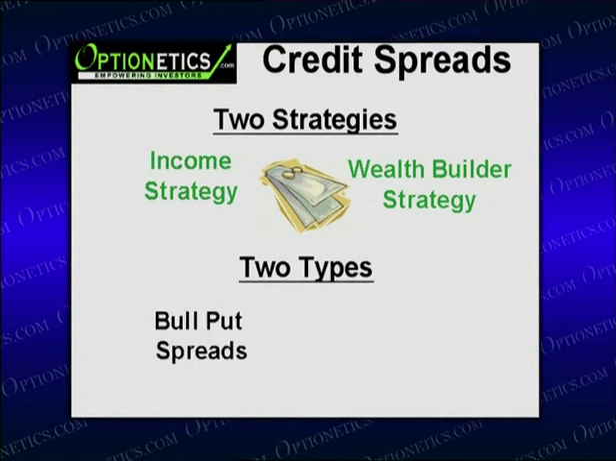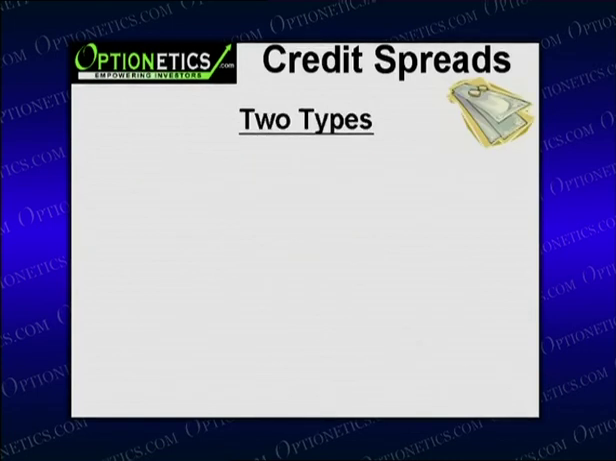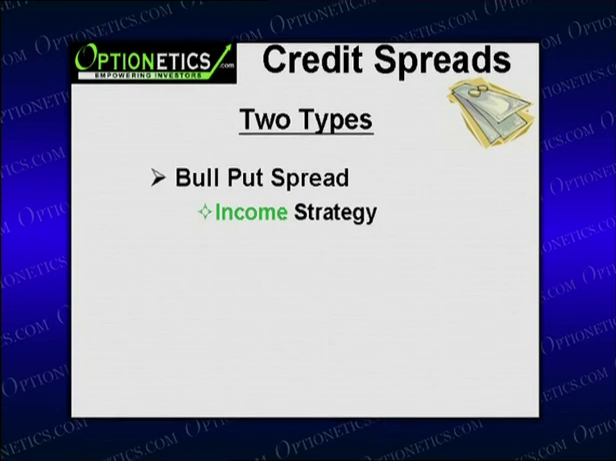We're going to talk about bull put spreads and bear call spreads, the two types of spreads we're going to cover here. First is the bull put spread. This is a bullish trade, a bullish strategy. It is an income strategy. We also have a longer-term wealth building strategy we want to show you.